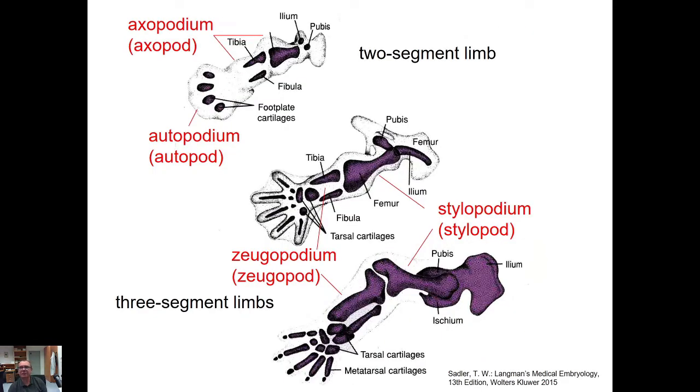Yes, and here are these terms written. So axopod and autopod, or axopodium and autopodium in the 2-segment limb, and new zeugopod and stylopod in the 3-segment limb, stylopod giving rise to the femur or humerus, and of course zeugopod gives rise to the forearm or this part of the lower extremity.